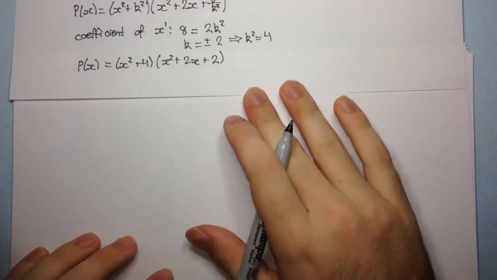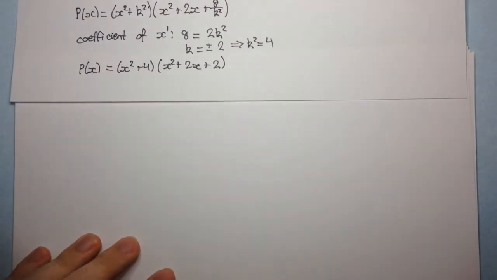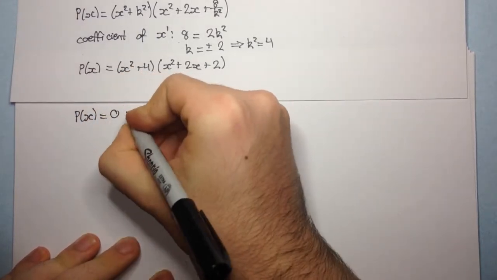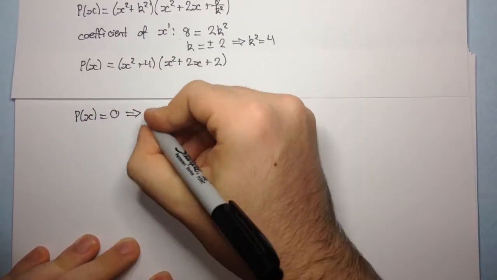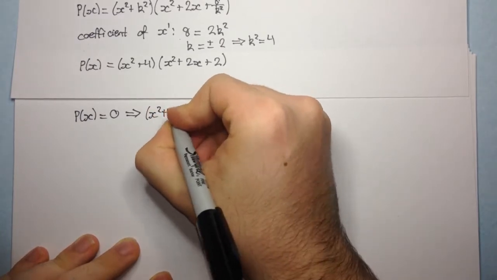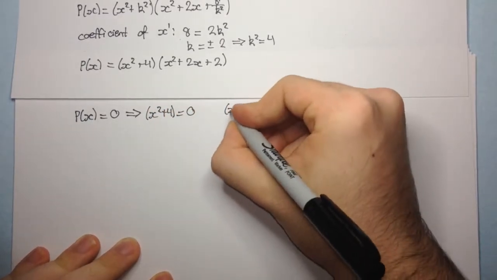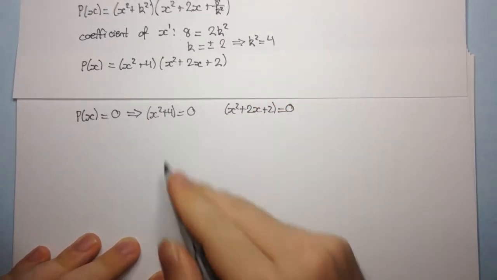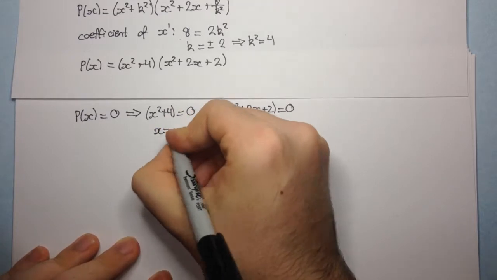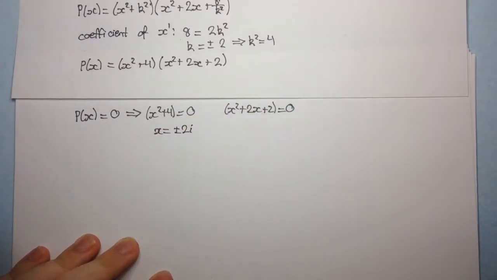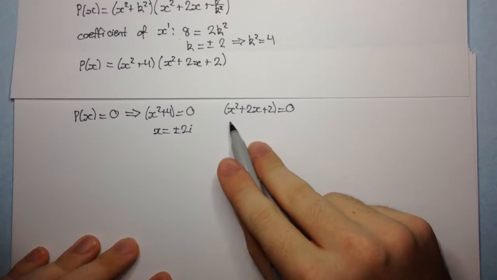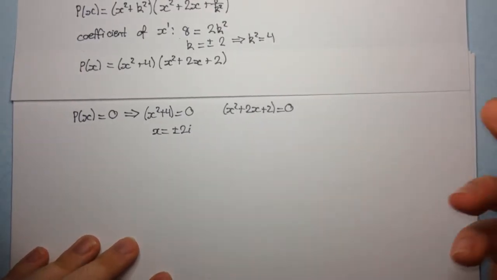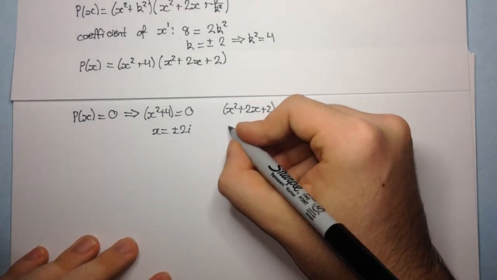So now we want to solve this equal to 0. So p of x equals 0 means that we have x squared plus 4 equal to 0, and we have x squared plus 2x plus 2 is equal to 0. So this is fairly simple. That's just x equals plus or minus 2i. This one won't have any nice factorization, so you could use a quadratic formula or complete the square. I might just complete the square.